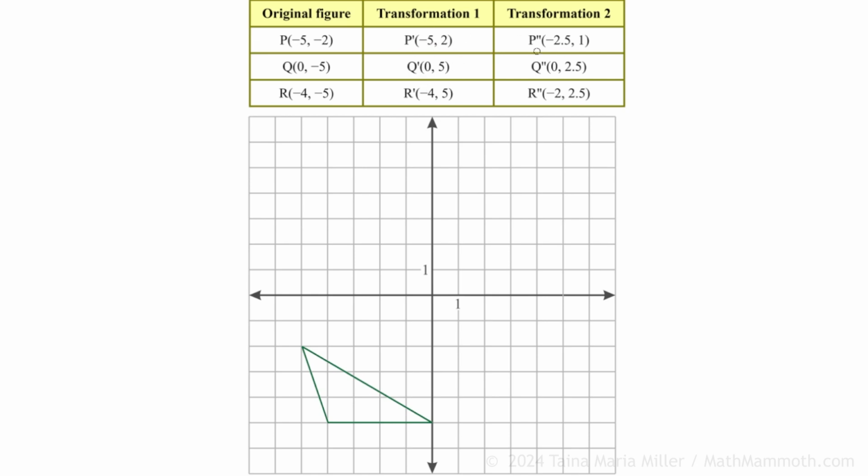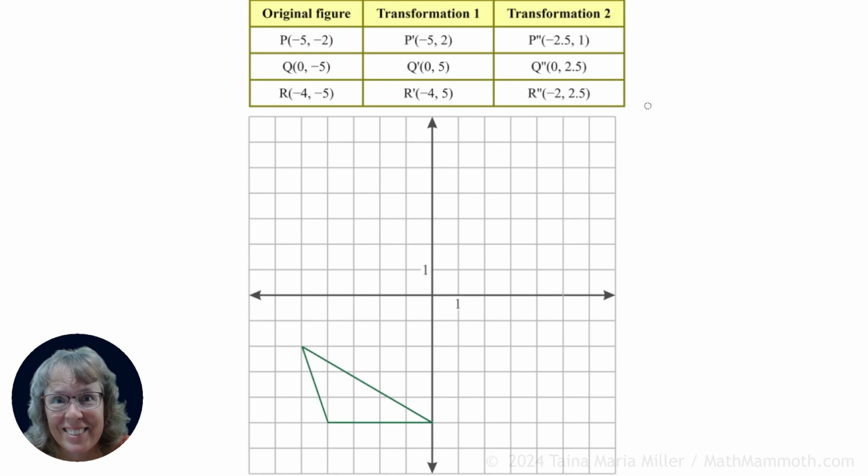And what about the next one? If you compare these coordinates and these here. Point P prime changes so that -5 becomes -2.5 and 2 becomes 1. And here 0 does not change, 5 becomes 2.5. And here -4 and 5 become -2 and 2.5. The coordinates were halved. So what transformation is that? You probably remember, that's a dilation from the origin. The center point of the dilation is the origin.